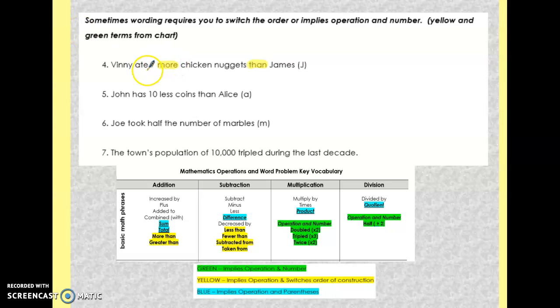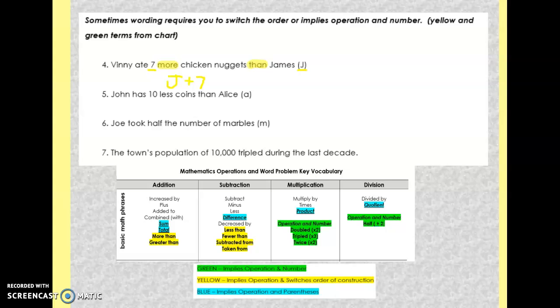Going back to constructed, I know that we have the number 7 more than, which is addition, right? James. So we know from before we have to switch the order of our terms. So J is actually going to come first. Depends on how many chicken nuggets James ate. And then we're going to add on 7 more to represent Vinny. So for that first one, it'd be J plus 7.